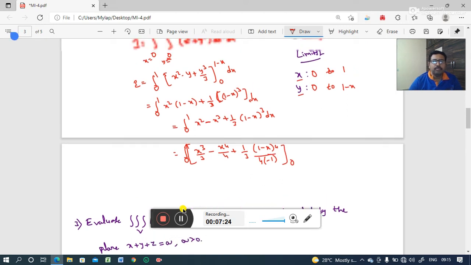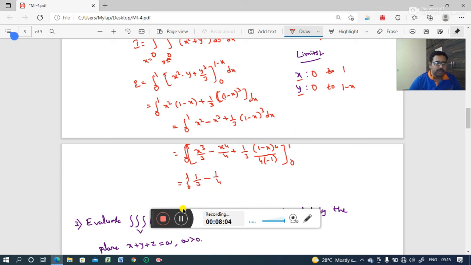Limits are from 0 to 1. So wherever x is there, in place of x we use upper limit 1 and lower limit 0, so you are going to get the terms. In place of x you are putting 1, therefore your first term x cube by 3 becomes 1 by 3, for lower limit it is 0, minus second term x power 4 by 4. When you use upper limit 1, you are getting 1 by 4, for lower limit it is 0.